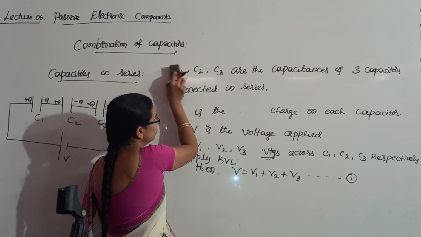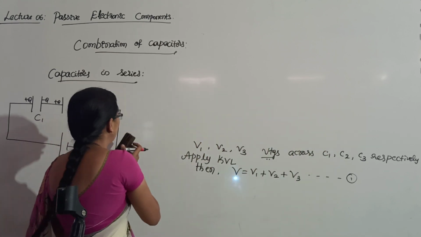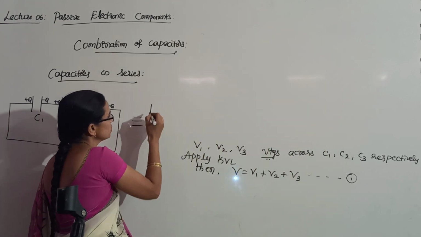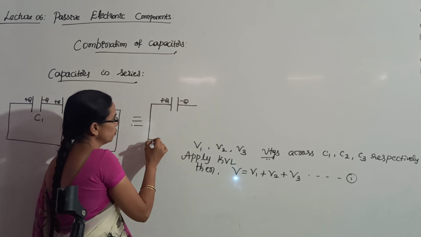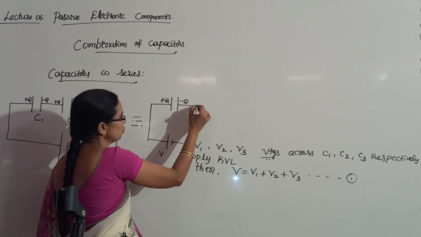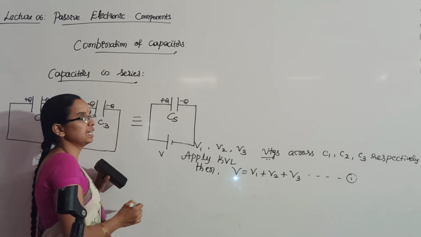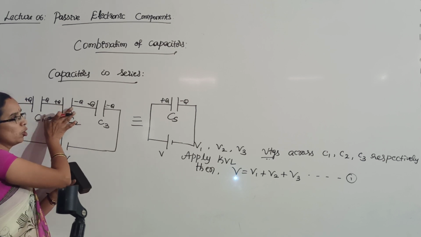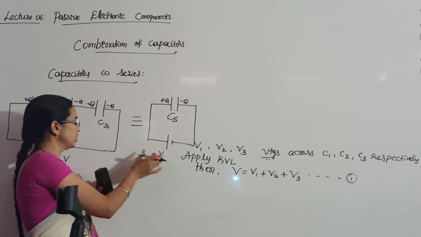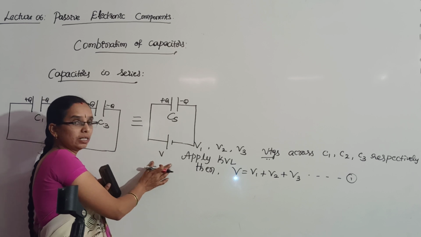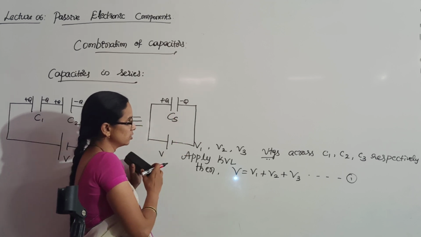So, I draw the equivalent circuit which has only one capacitance, Cs, with the same charge Q and the same voltage V. This combination of C1, C2, C3 is replaced by a single capacitor Cs with the same voltage V. So the voltage is the same and the same amount of charge is flowing.